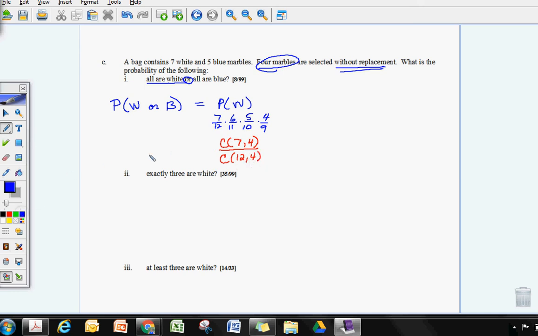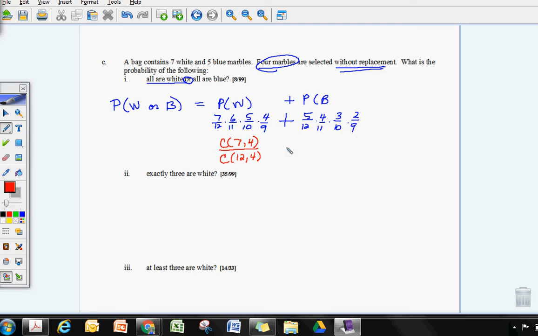Okay, so that's my probability of white. Add it on to probability of blue. So I'm going to add to that. I have 5 blue marbles. So 5 out of 12 times 4 out of 11 times 3 out of 10 times 2 out of 9.